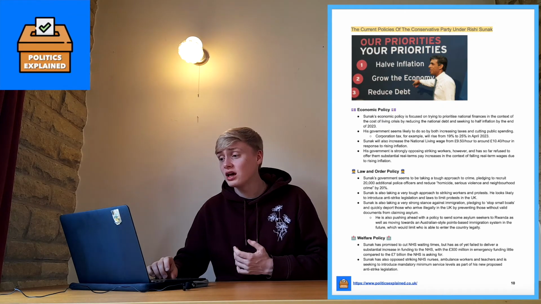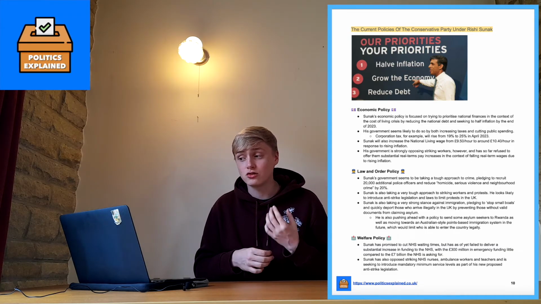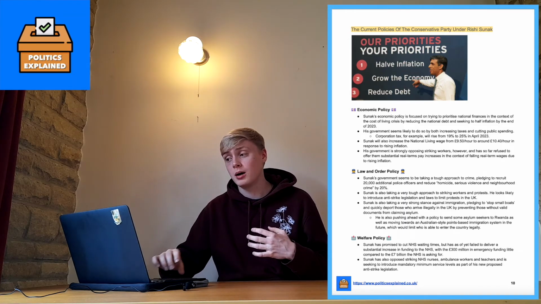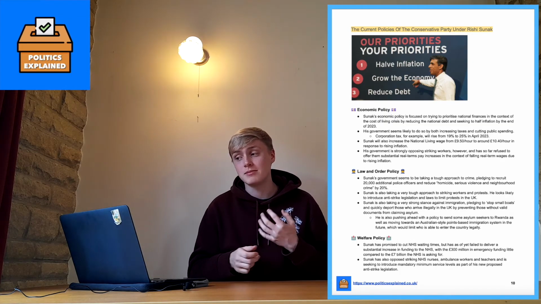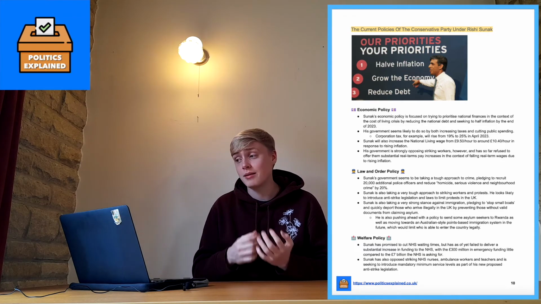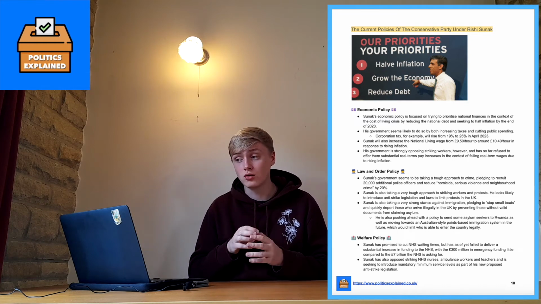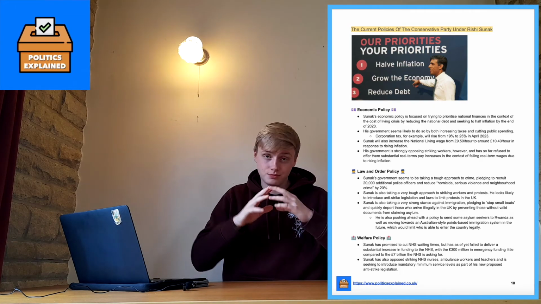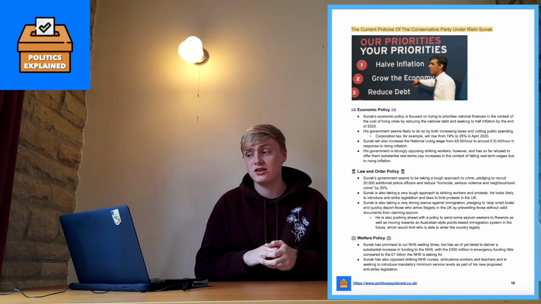In terms of welfare policy, Sunak has promised to cut NHS waiting times, but has so far failed to deliver a substantial increase in funding to the NHS, with the £300 million of emergency funding promised being very little compared to the £7 billion of funding that the NHS is asking for. Sunak has also opposed striking NHS nurses, ambulance workers, and teachers, and is seeking to introduce mandatory minimum service levels as part of his new proposed anti-strike legislation. And in terms of welfare policy as well, Sunak, as Starmer does, continues to support the role of the private sector in the NHS.